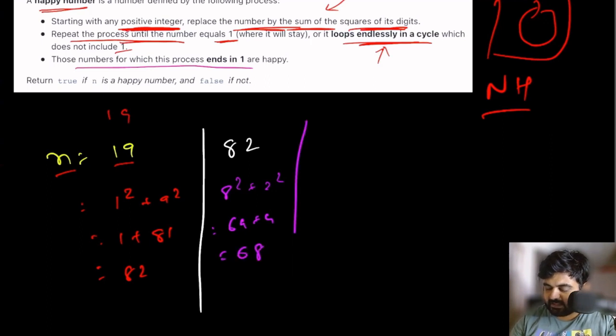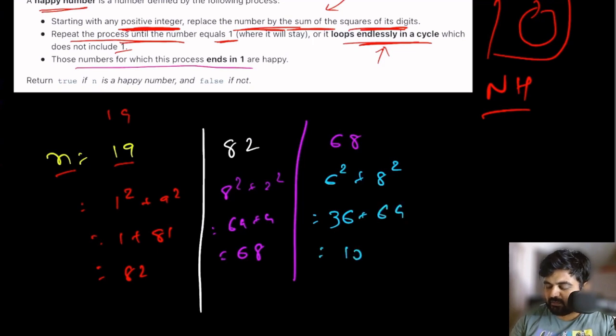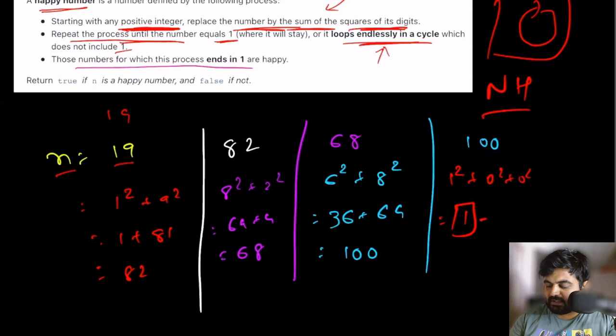Okay. Again, let's repeat the same process. 68: 6 squared plus 8 squared is 36 plus 64, which leads us to 100. Again, let's repeat the same process. 100: 1 squared plus 0 squared plus 0 squared, so this value ends up at 1. Now, since this is 1, even if we compute the next value for 1, the answer is going to be 1, and it remains as it is.